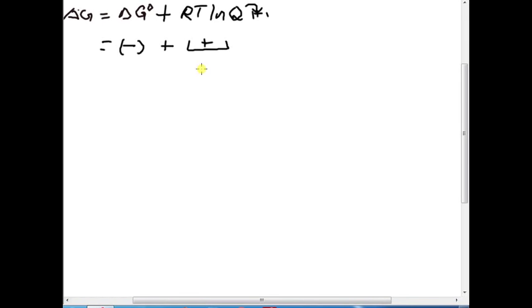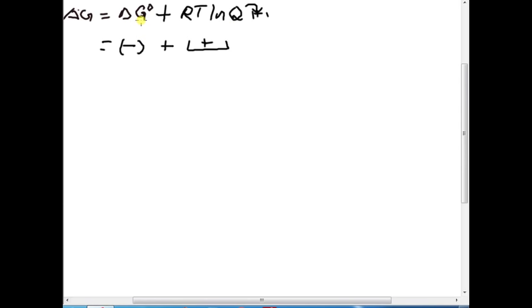Hello and welcome. Today I want to talk about the relationship between non-standard condition Gibbs free energy and the standard Gibbs free energy, plus this equation. You see this equation, it took me some years to actually understand why this relationship actually holds true. Now check this thing out.